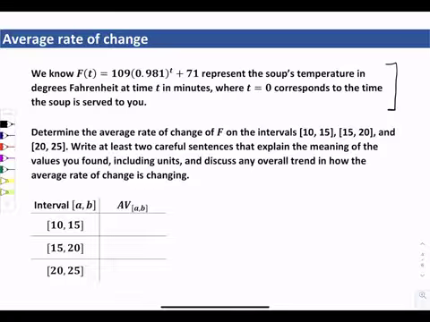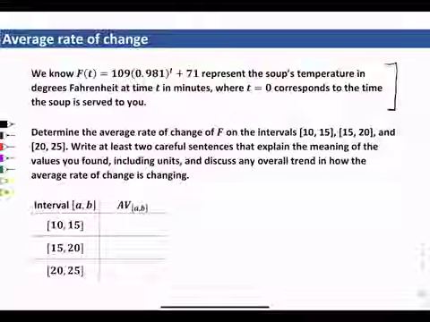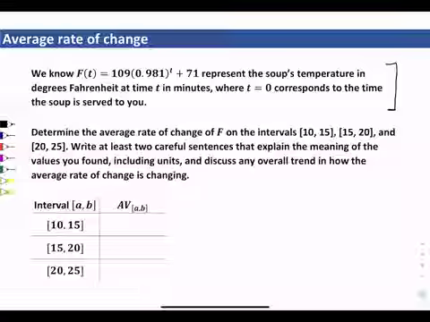So we're going to determine the average rate of change of f on the intervals from 10 to 15, 15 to 20, and 20 to 25. And then pretty standard here, write at least 2 careful sentences that explain the meaning of the values you found, include units, and discuss any overall trends. So I'll give you a minute to go ahead and find the average rate of change. I know you're probably getting pretty good at that. And then we'll work on the sentences together.